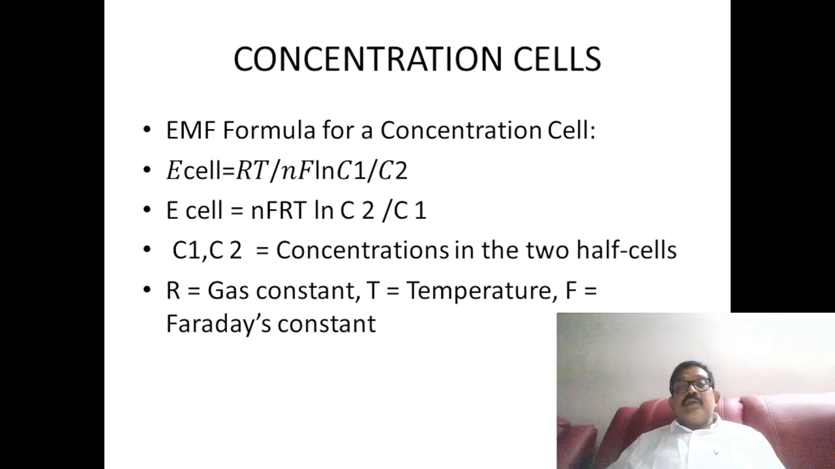So C1, C2 are the concentrations in the two half cells. R is the gas constant, T is temperature, F is Faraday's constant. This is the EMF measurement formula. EMF, E cell, is equal to RT by nF log of C1 by C2, or E cell is equal to RT by nF log of C2 by C1.